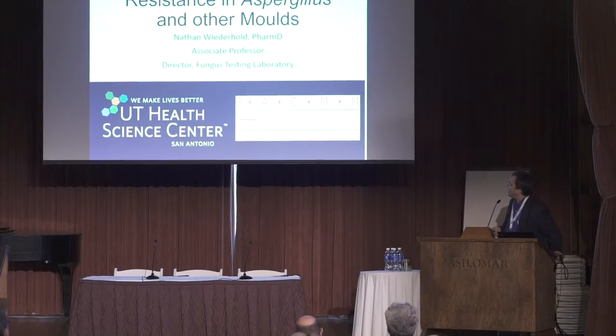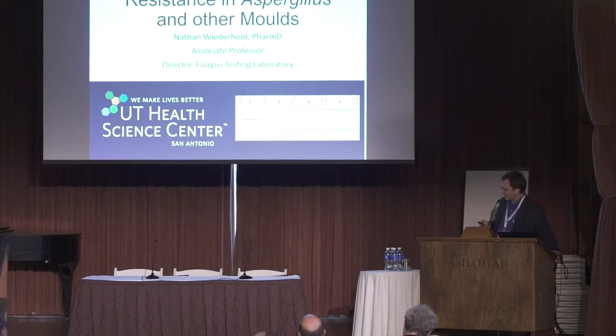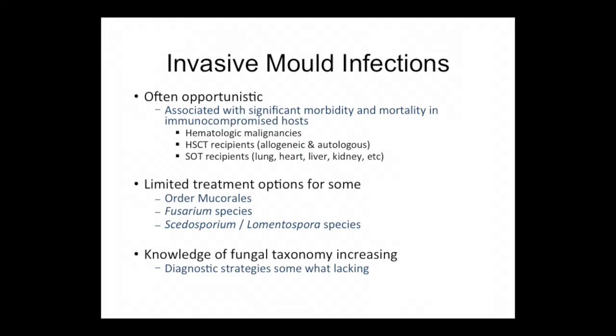What we're going to talk about is the epidemiology and resistance of Aspergillus as well as other molds. So we're going to start off with some very general comments that most of you in the audience are very much aware of. And that's that invasive mold infections are opportunistic infections. So we have to give them an opportunity in the host in order to cause disease. However, in those populations, they are associated with significant morbidity and mortality. Patient groups at highest risk include those with hematologic malignancies, those receiving stem cell transplants, as well as solid organ transplant recipients. And for many of these, we have limited treatment options.